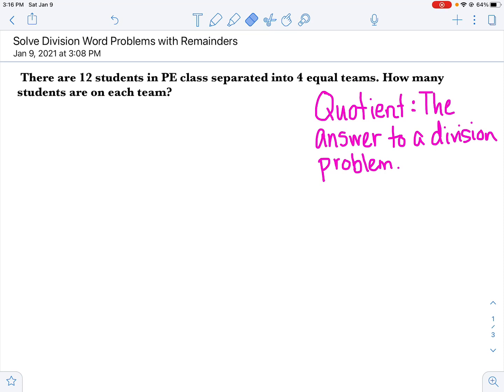So we are going to be looking at division problems where you may or may not have some items that are left over so that it doesn't divide nice and equally. So let's take a look.